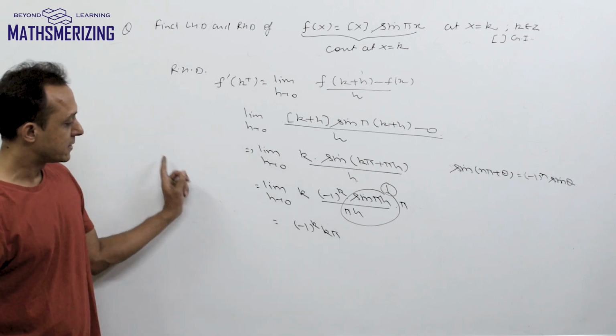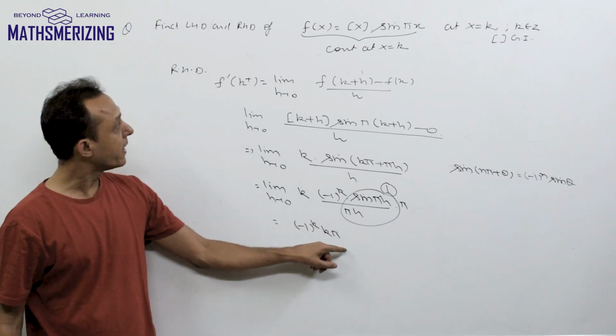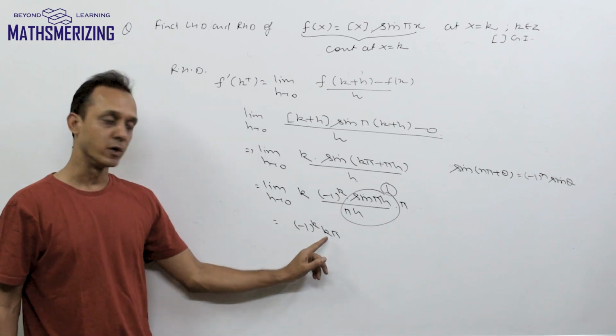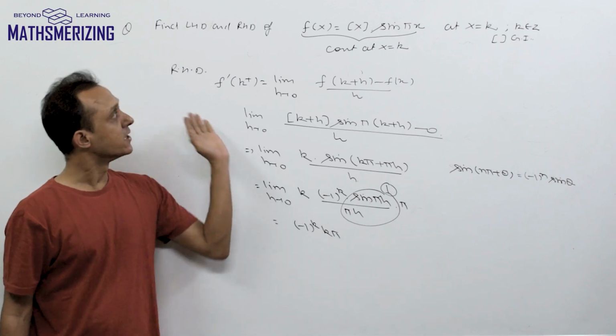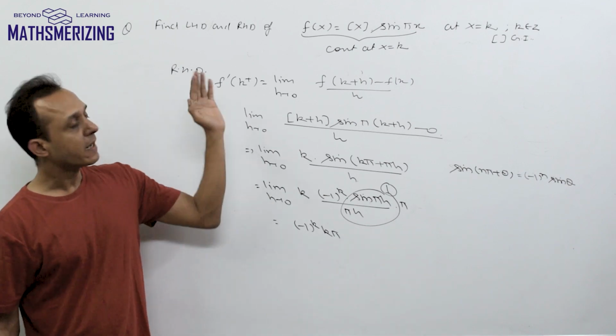So left hand derivative is minus 1 to the power k minus 1 into pi, and right hand derivative is minus 1 to the power k into k pi. So this is how we can find left hand derivative and right hand derivative.